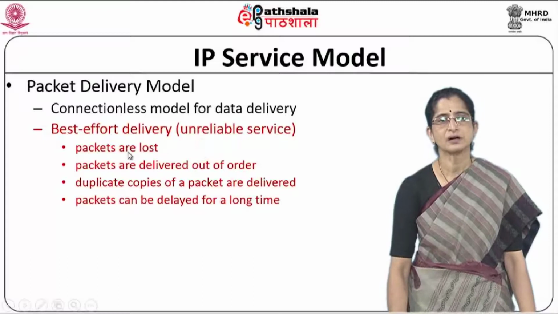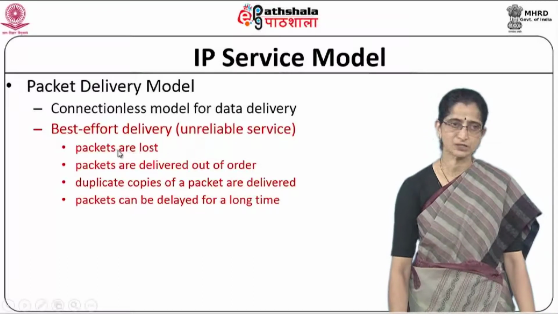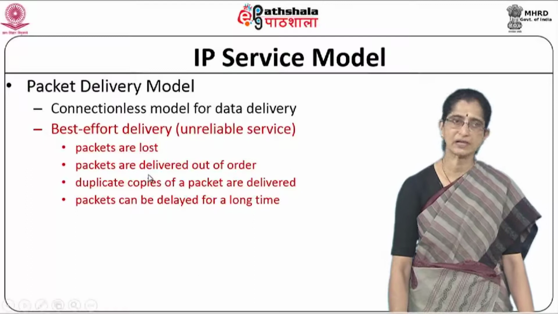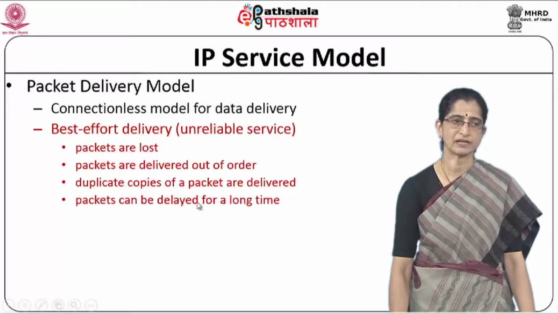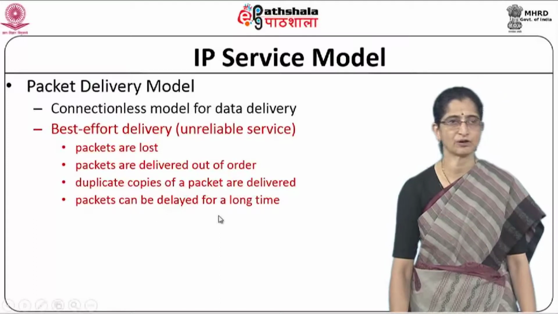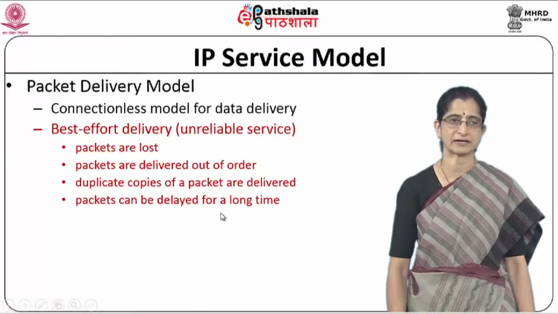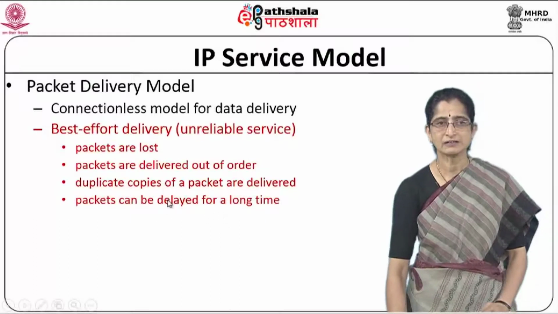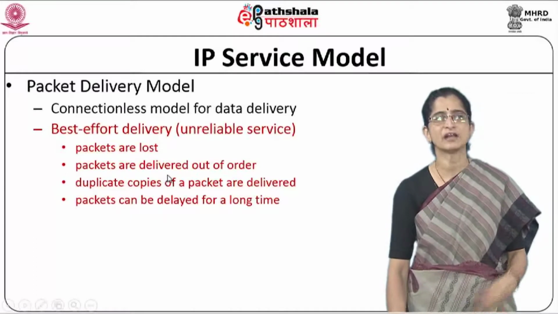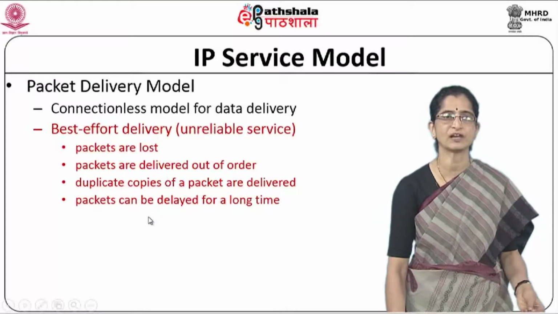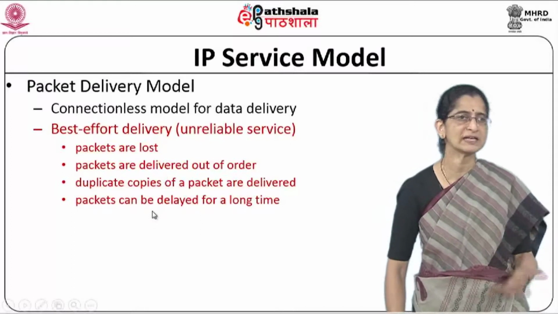Okay. So, which basically means that packets could be lost, packets may be delivered out of order. Duplicate copies of a packet can also be delivered. Packets can be delayed for a long time, but still you will try to deliver the packets. The basic point is some delivery is likely to happen. But if there are duplicate packets, or if they are delivered out of order, or if they are delayed for a very long time, those things will have to be taken care of by the end systems.